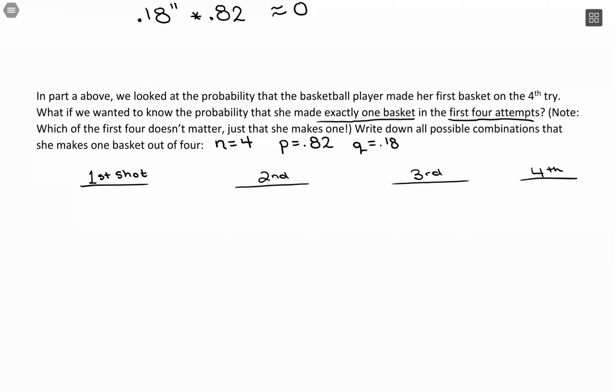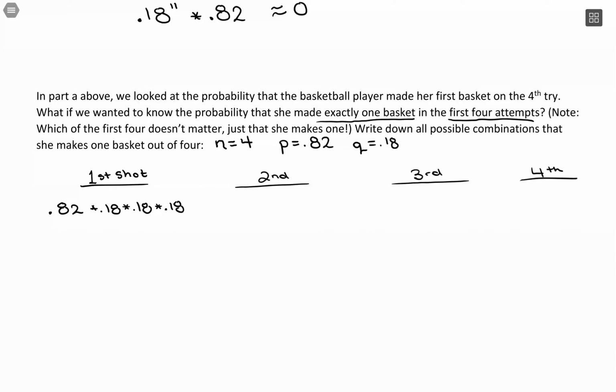So what this would look like, her making the first shot would mean she makes it and then misses her next 3. So each time she's shooting the ball 4 times, it's just a matter of when does she make it and then for which baskets does she fail.